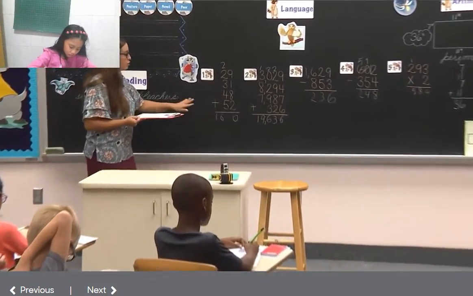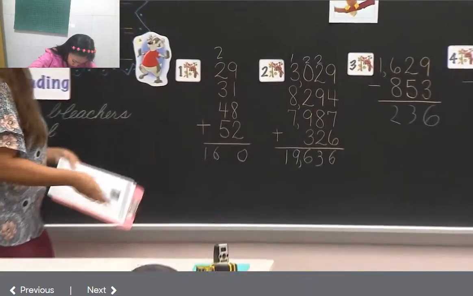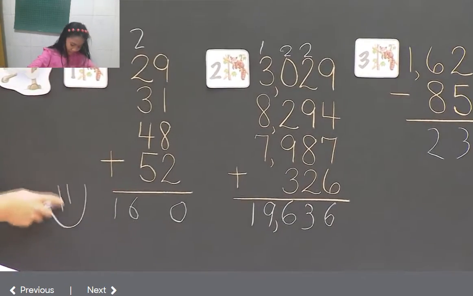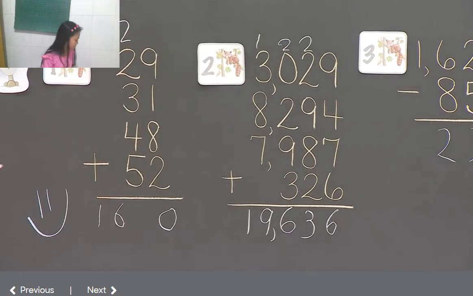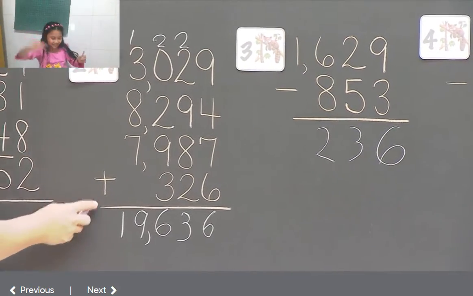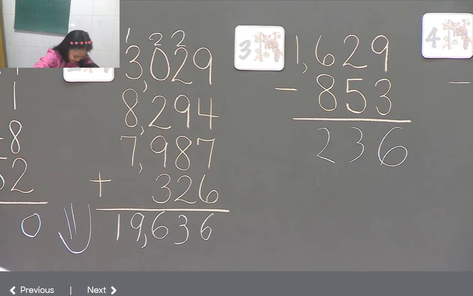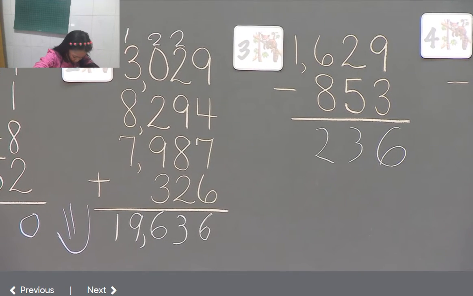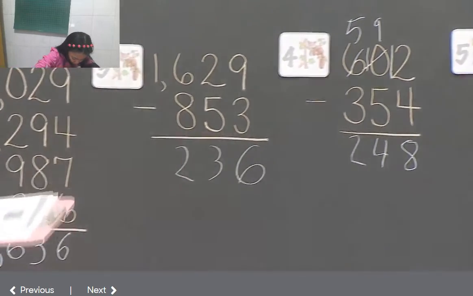For letter A, you should have 160. Excellent thinking as you had to carry into the tens column. For letter B, you should have 19,636. Excellent adding with that large number. Every digit exact. Well done. For letter C, let's check our work.